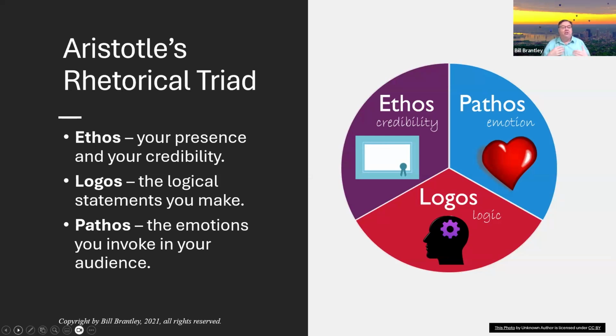Our ethos, or what is our presence, our credibility. That's why we have so many people saying, I'm not a doctor, but I play one on television, giving you that authority piece. Logos, the logical statements you make, and pathos, the emotions that you can evoke in your audience, all right? And you really need this in a balanced blend, because you can have incredible presence, but if you don't have any logical arguments and any emotion, your message loses its credibility.